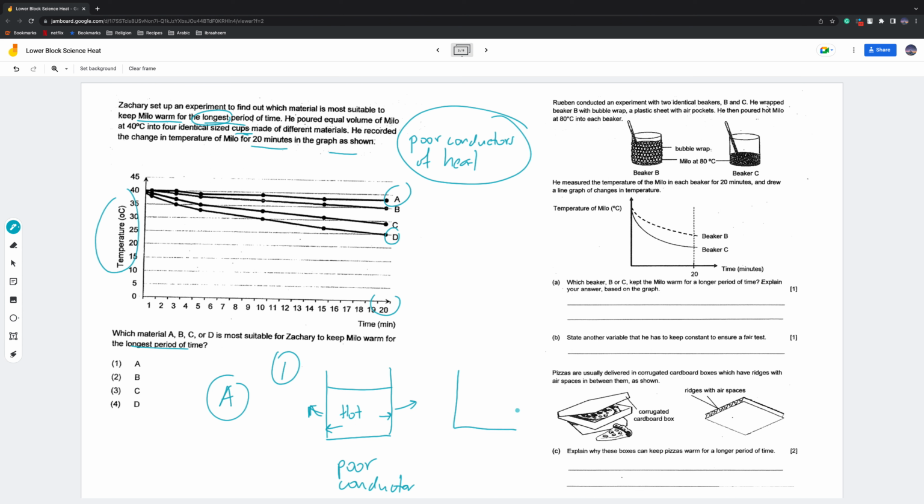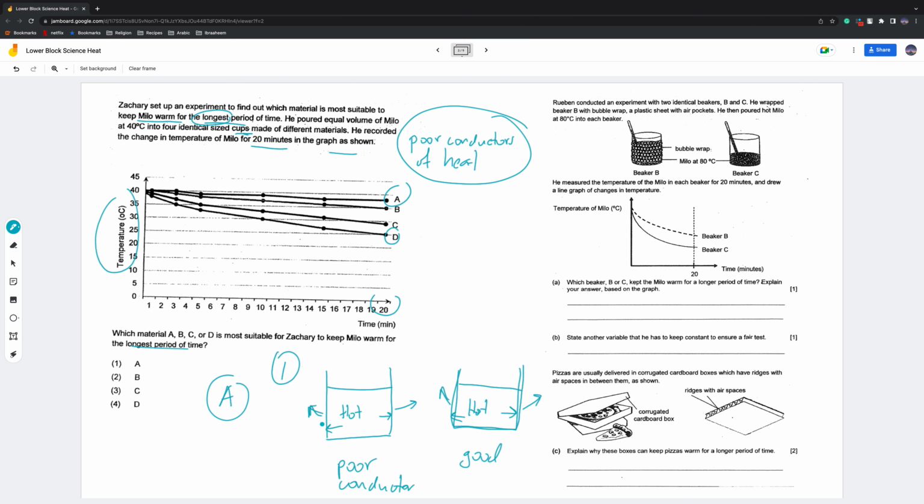Now what happens if we have a good conductor? It's understood we're talking about good conductors of heat. If I have hot Milo again, what happened here is the material will conduct heat from the hot Milo to the surrounding faster. So the heat will be conducted away from the hot Milo to the surrounding faster. So the hot Milo will cool down faster.